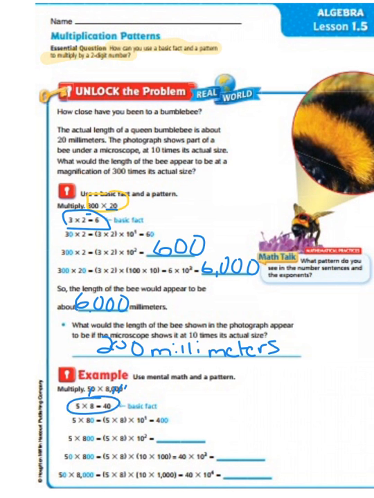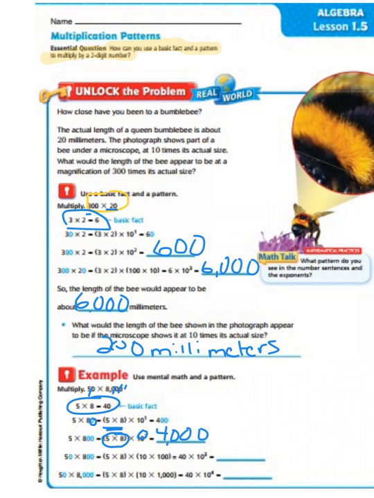So if we start adding our zeros back, we know that 5 times 8 equals our basic fact of 5 times 8 times 10 to the first power, because we have 1 zero over there. And we know that equals 400. We also do 5 times 800 equals, again, our basic fact of 5 times 8 times 10 to the second power. And that's going to be 5 times 8 equals 40, and we're going to add 2 zeros to that because our exponent is 2. That's going to give us 4,000.